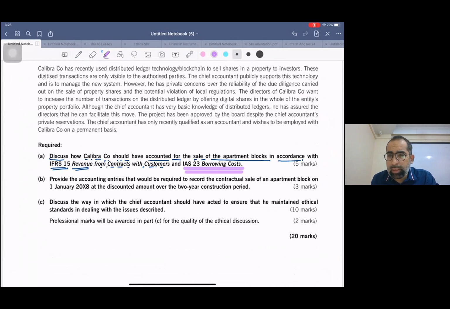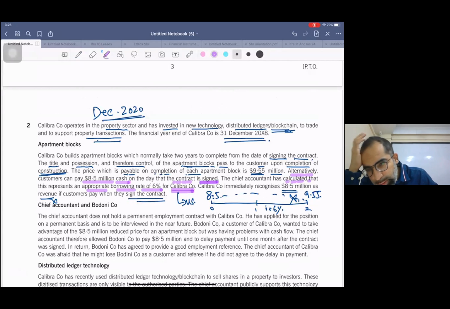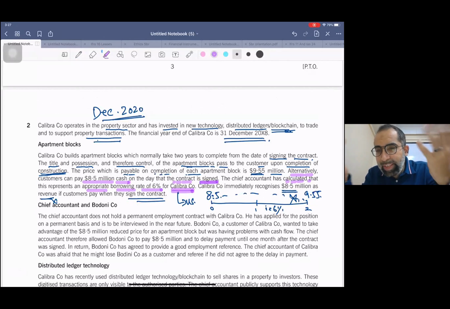Normally, IAS 23 is considered as a non-routine standard, but see, it comes now. Why IAS 23? Hope you remember IAS 23. IAS 23 is one of the standards which allows us to capitalize borrowing cost. That means we can capitalize the interest cost. But what is the condition? If we have taken a loan to construct or produce a qualifying asset.